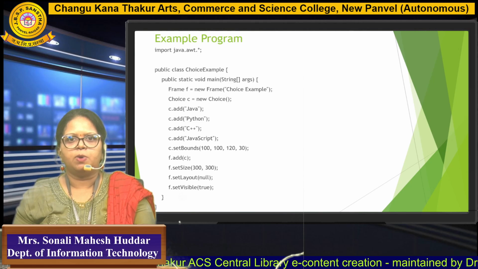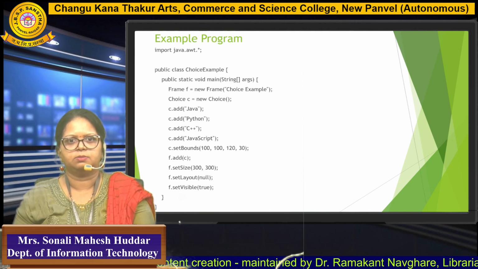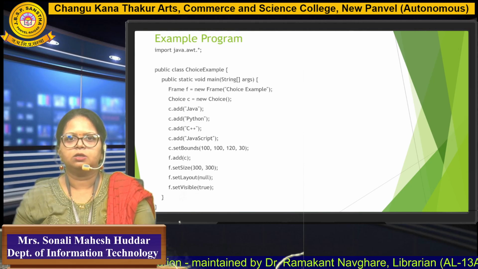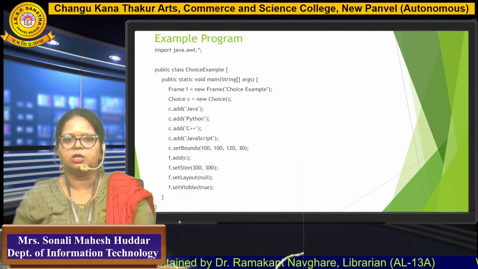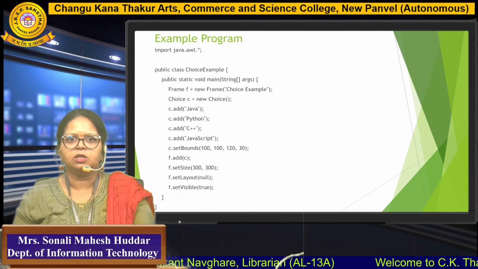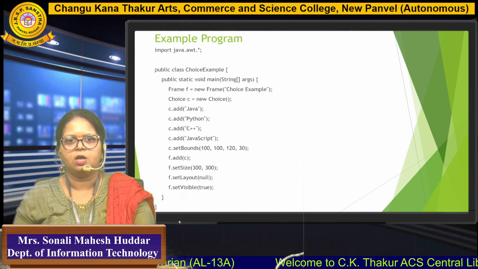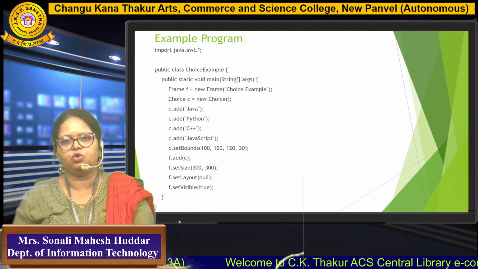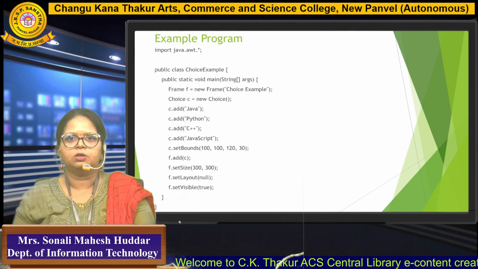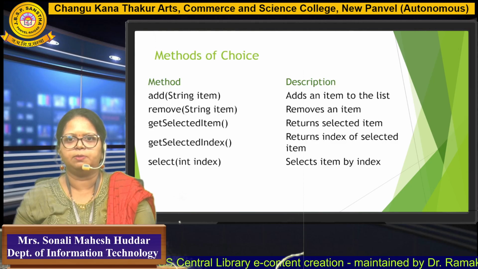c.setBounds(100, 100, 120, 30). So with the help of this you can set the bounds for your choice. f.add(c). So on your frame you are going to add that choice object. f.setSize(300, 300). So here you are setting the size for your frame. f.setLayout(null). Otherwise, by default, the flow layout is going to be set for this. f.setVisible(true). So you are setting this visible.